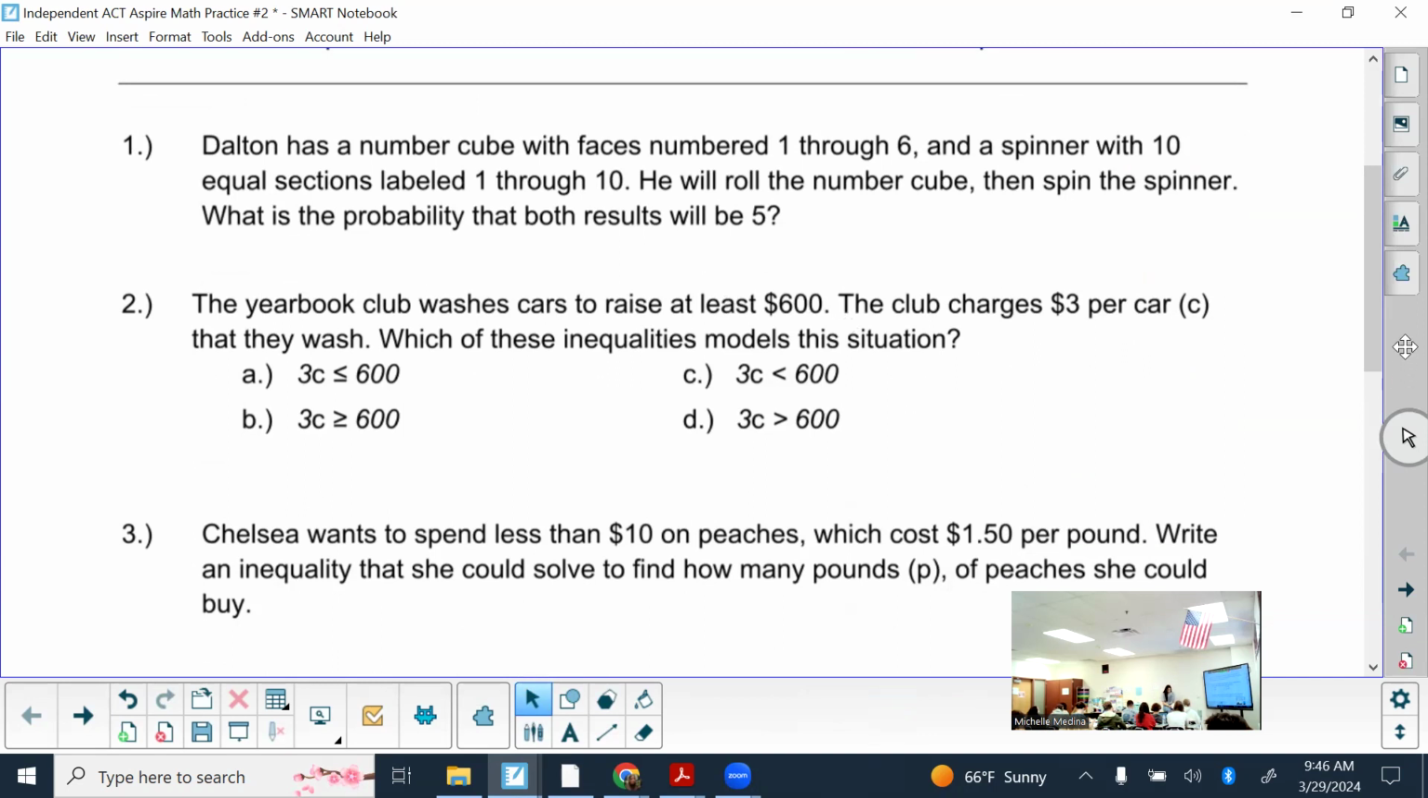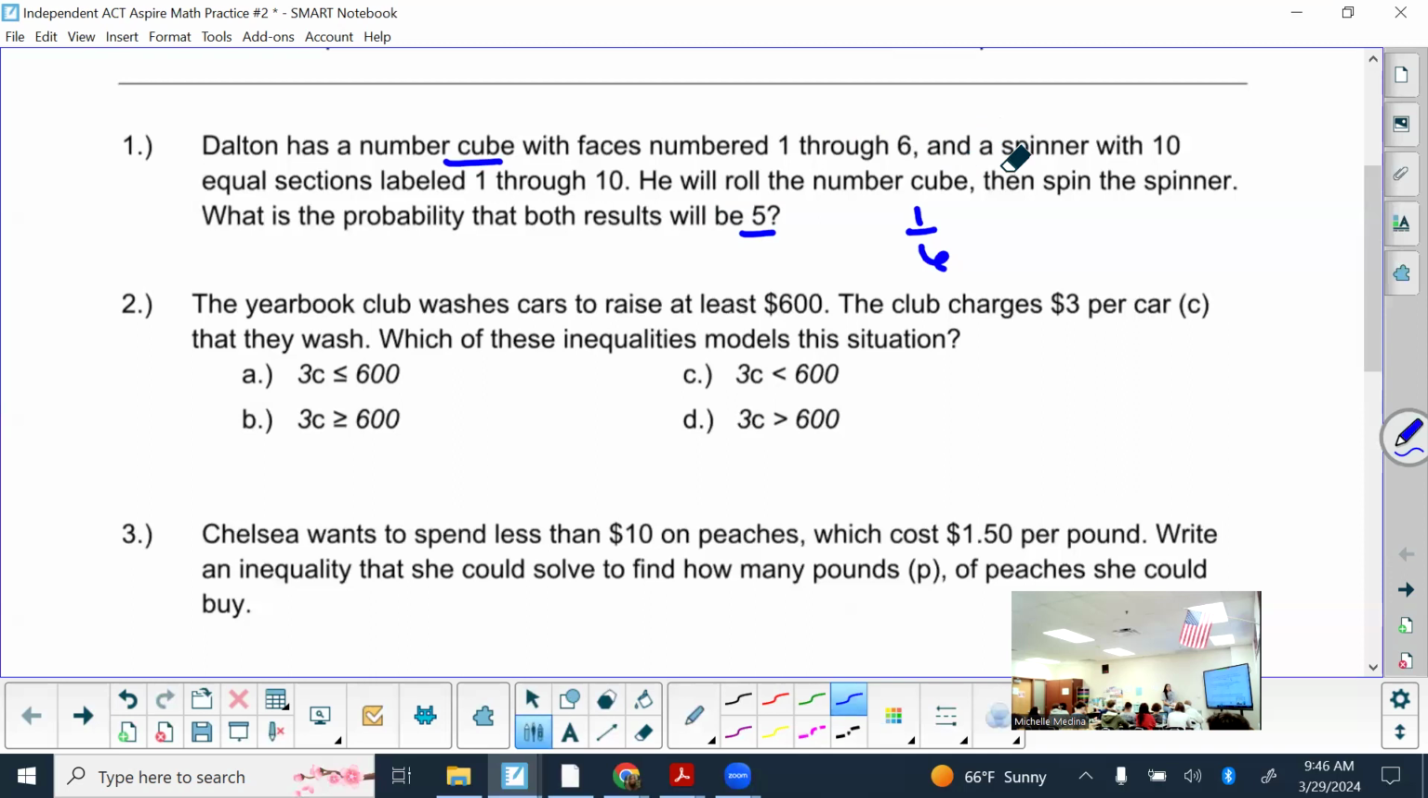So a cube, like a normal cube, says faces numbered 1 through 6, and cubes have 6 sides. So how often does a 5 appear on a cube, like on a die? 1 out of 6 times. So you're going to represent that with a fraction. 1 out of 6 is how often a 5 shows up on a cube. So you have a 1 out of 6 chance of getting a 5 when you roll it.